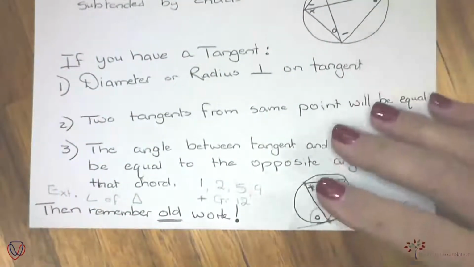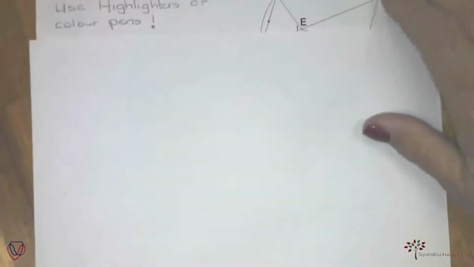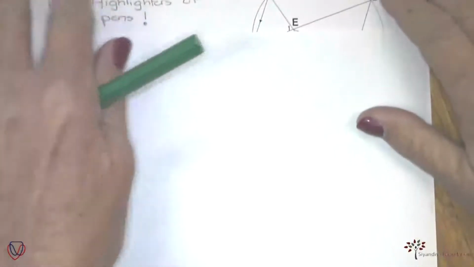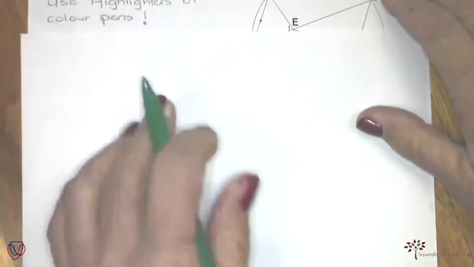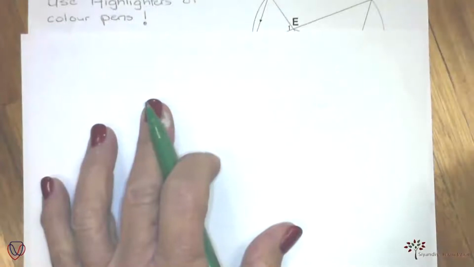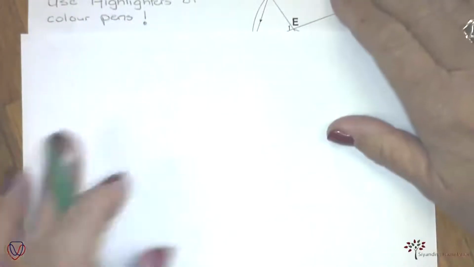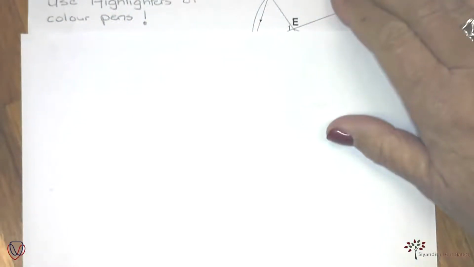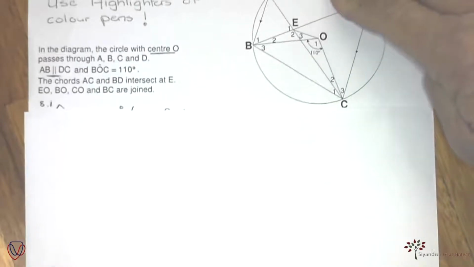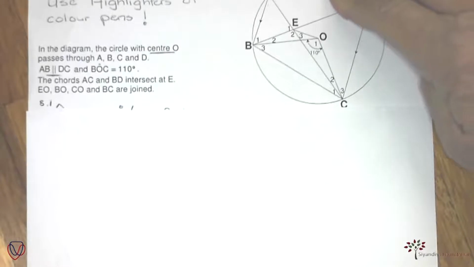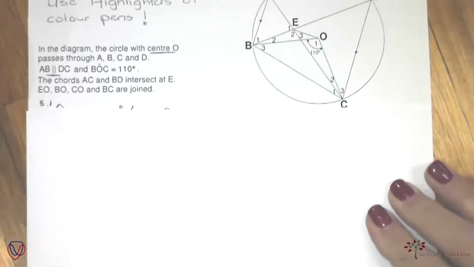Okay, people, let's do sum number 1. I wrote there again, and I'm going to say it over and over again. Use highlighters or color pens when you do geometry. You cannot do geometry without that. Okay, right, so let's have a look at our first sketch. Oh, it looks quite difficult, but it's not so difficult, people.